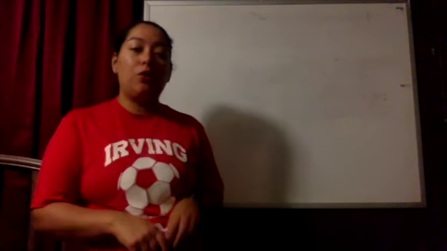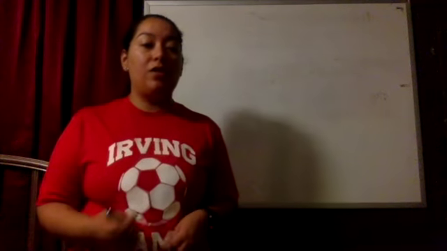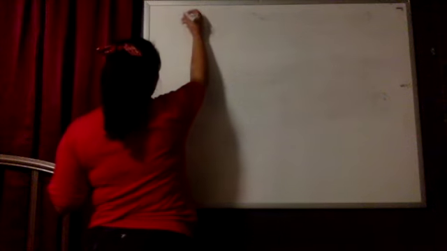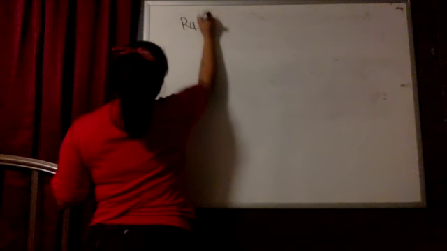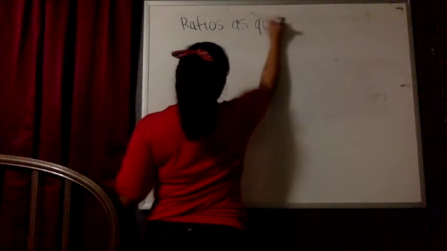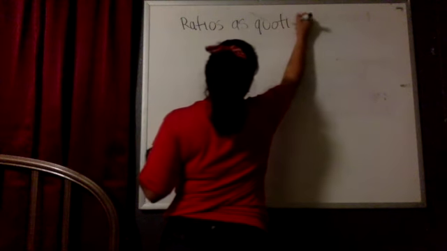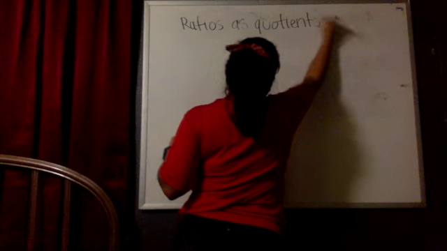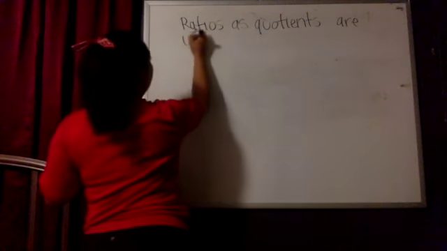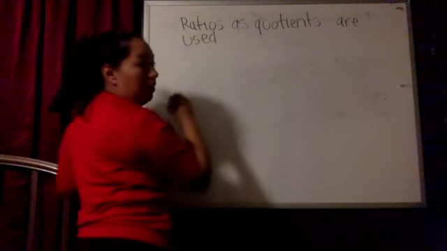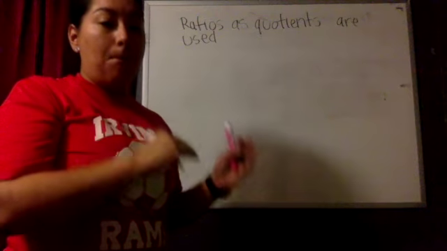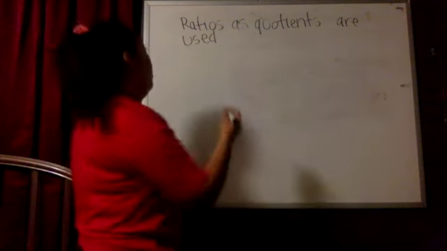And the last ratio we're going to learn about today is ratios as quotients. Ratios as quotients are used to divide one quantity by another.